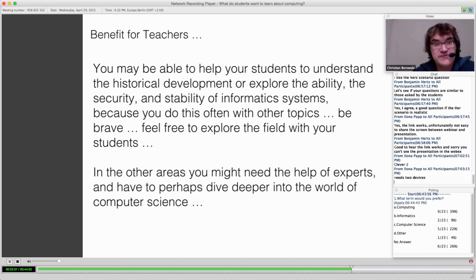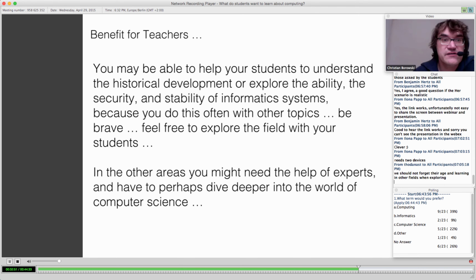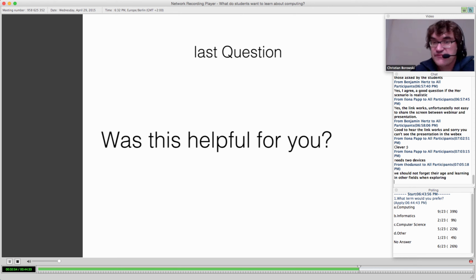And in the other areas, where you have to answer questions about programming and maybe security, you have to go deeper, and you may need experts. They have to help you, and that's, I think, what didactics of informatics or computer science education have to do. They have to give you the parts that are difficult, or where you have to dive deeper into the world of computer science. Okay, I'm finished.